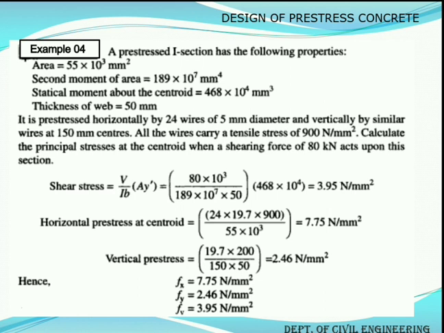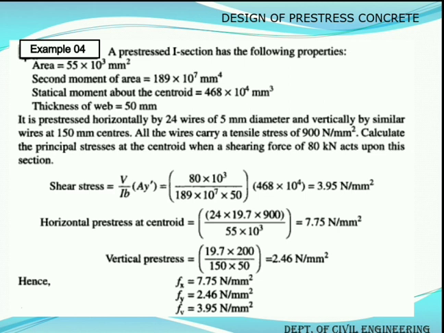Firstly, let us find the shear stress. We know the formula for shear stress, tau v, is given by V into S divided by I into B, where S is A into y bar. So directly we have the given values. The value of V, which is the shear force, is given as 80 into 10 raised to 3. The value of moment of inertia is given as 189 into 10 raised to 7.